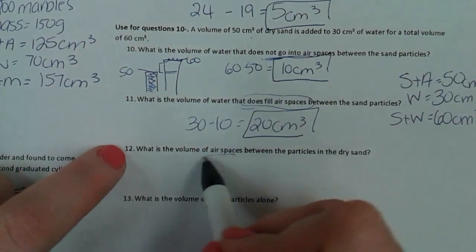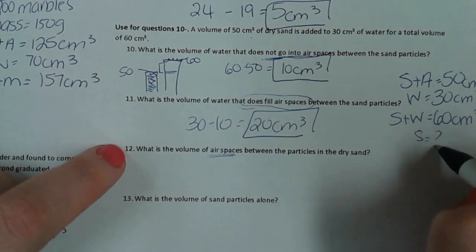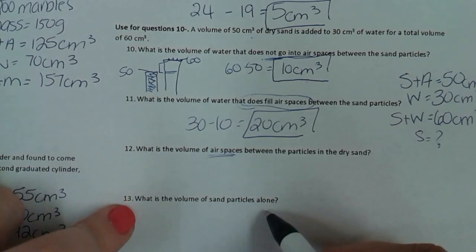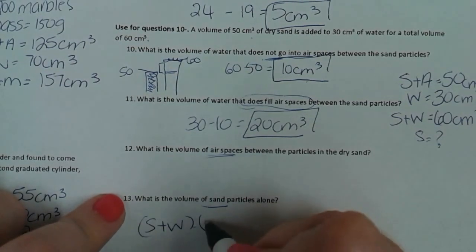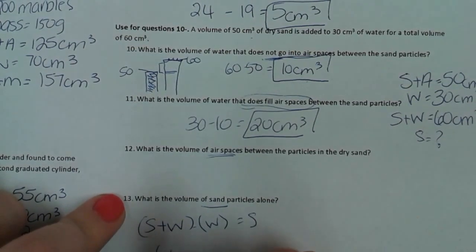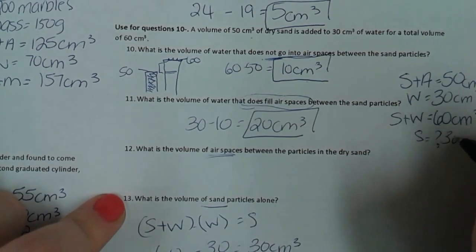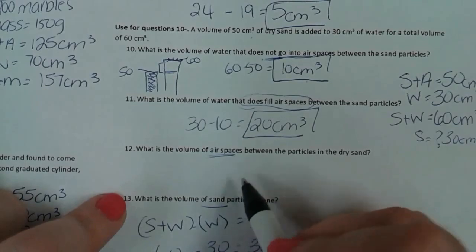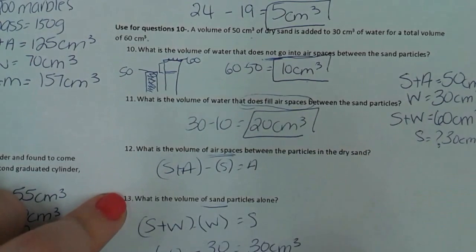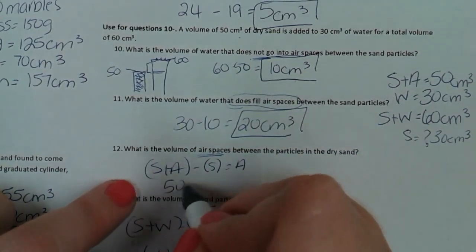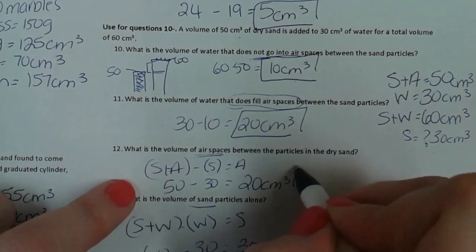What is the volume of air spaces? I don't know that yet because I don't know S. So I'm going to look. It's already down here. So what is the volume of sand? Sand plus water minus water equals sand. So if sand is 30, I can now solve for air. Sand and air is 50 minus the sand was 30. It gives us 20 cubic centimeters of air.